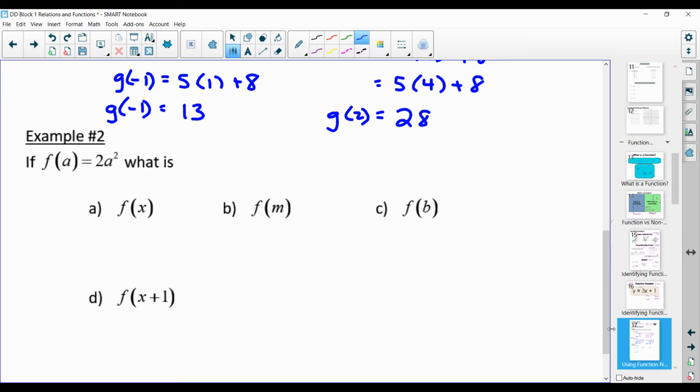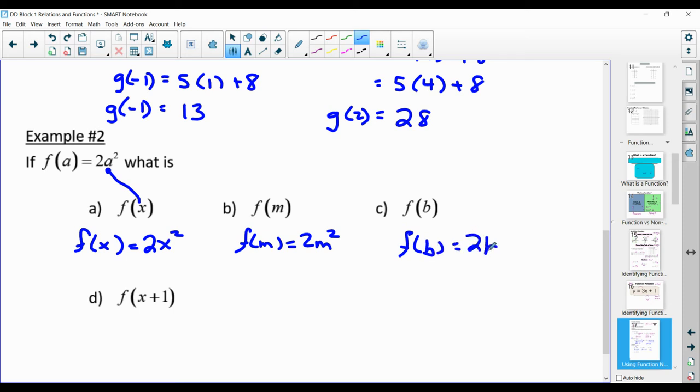Now, up to this point, we've been just substituting in numbers, but we can substitute in letters as well. So if the statement says, if f of a equals 2a squared, what is f of x? Well, we do the same thing we did with the numbers. We replace the a with an x. So we would write f of x equals 2 times x squared. For f of m, we'd have f of m equals 2 times m squared. What about f of b? F of b is 2 times b squared.